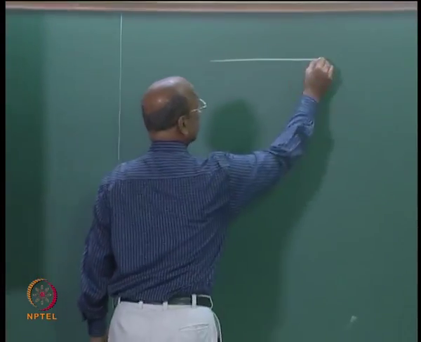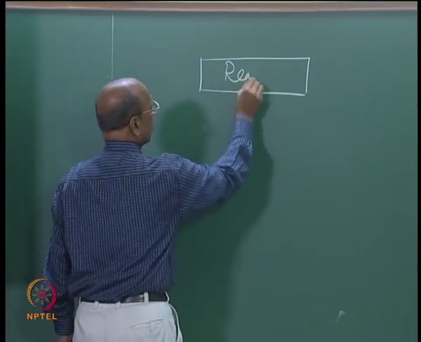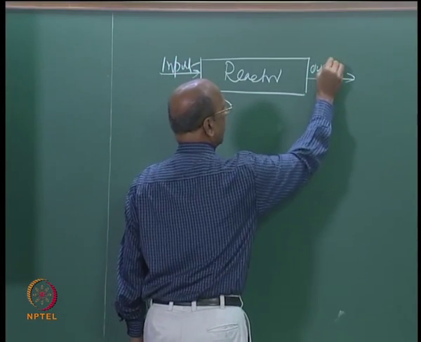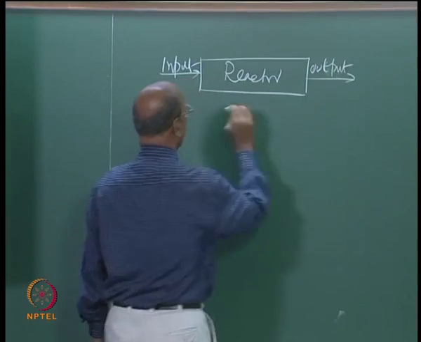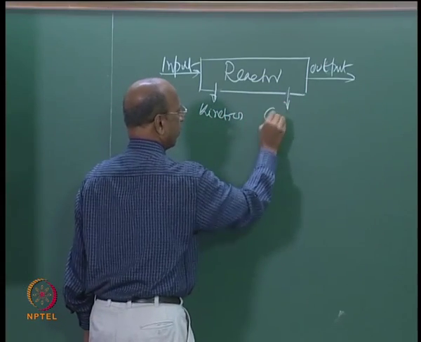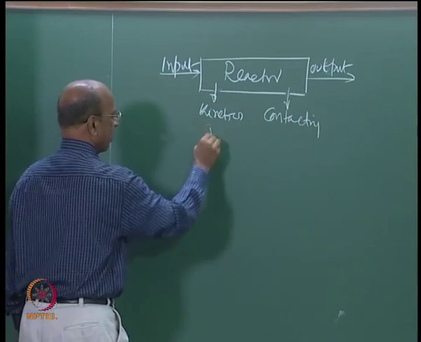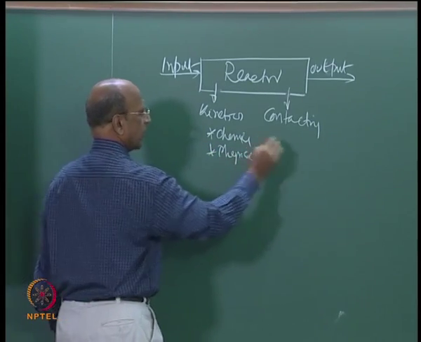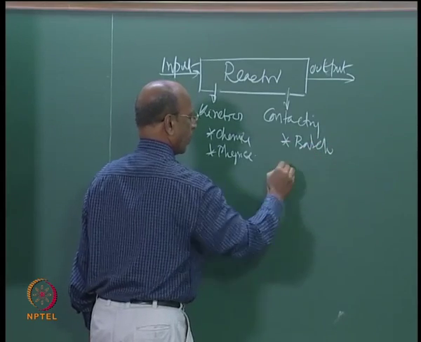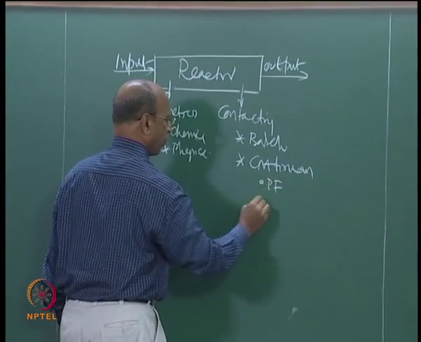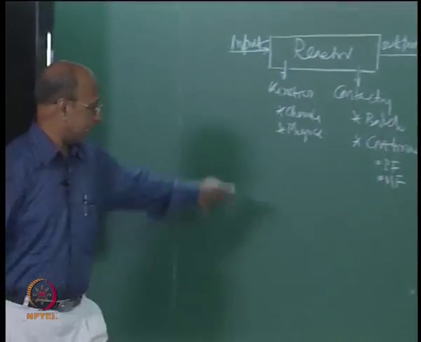So, we finally ended up with this diagram. Again, I am trying to draw this. So, reactor, what is this? Input, output, this one, kinetics, contacting. Then here we have chemical, physical. Here we have batch, we have continuous. And here we have PF, MF. I think that equation I don't want to write.